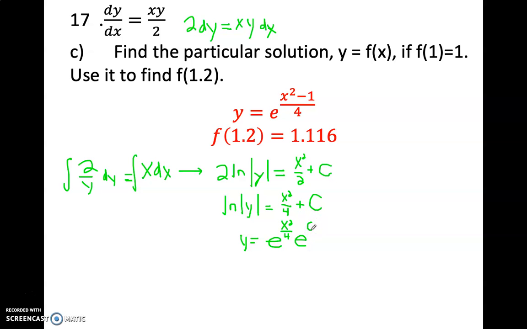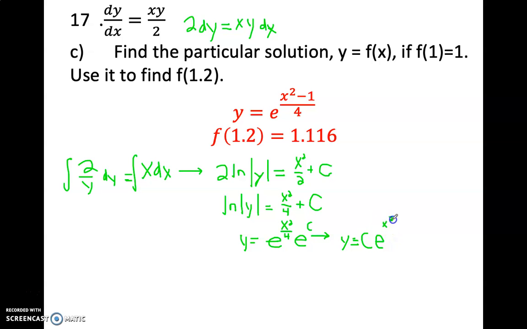Because basically if I ended up using laws of exponents, I would actually multiply these and keep the e and write x squared over 4 plus c as the exponent. I'm just skipping that step, and I'm writing it like this because e to the c is just another constant. So we're going to write a big C in front of all of this. So we'll write C, replacing e to the c, times e to the x squared over 4.